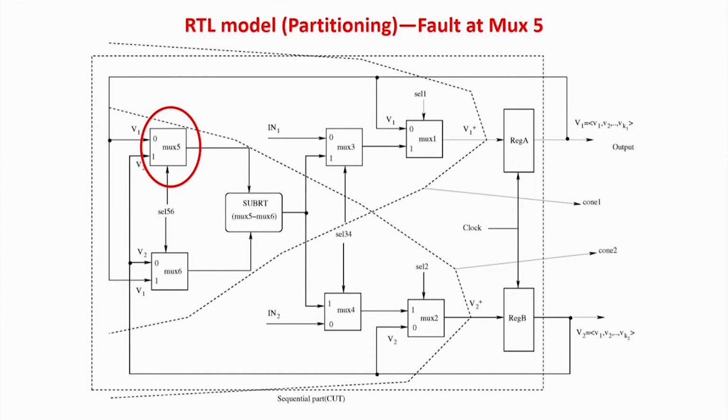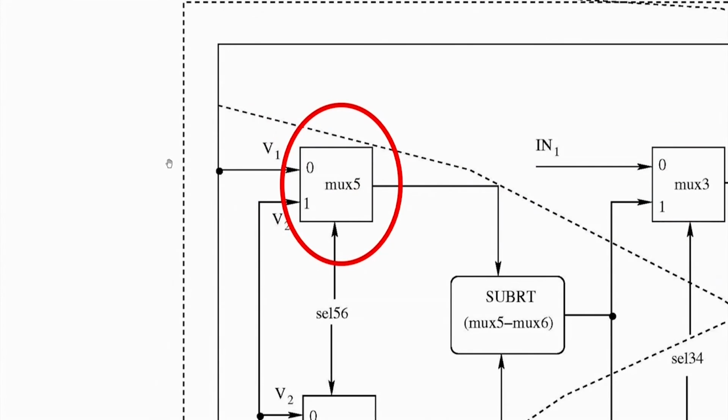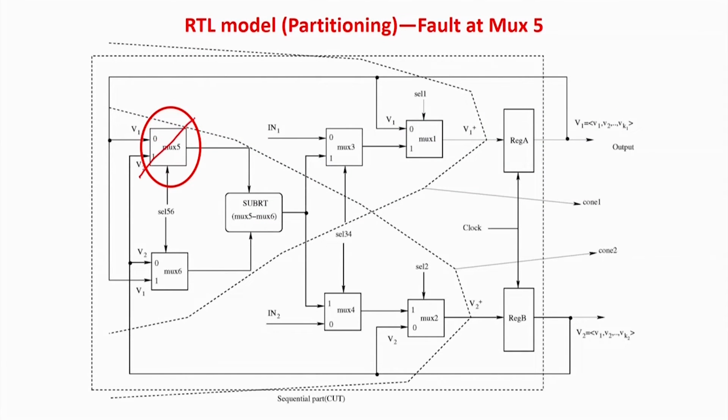We are assuming that mux 5 has a fault. Let me zoom over here so it will be easier for you. So this has a fault. Now what is the fault? I am taking the swap fault. That means if select 5 is equal to 0, V1 will go to the output. If it is equal to 1, V2 will go to the output. But now because of the fault, there is a swap. That means if select is equal to 1, here we are going to have the answer as V1, and if select is equal to 0, the output will be V2. So just the reverse.